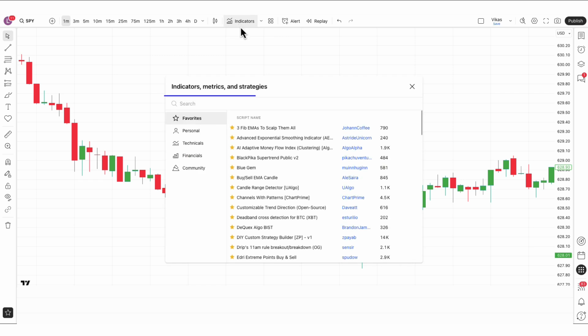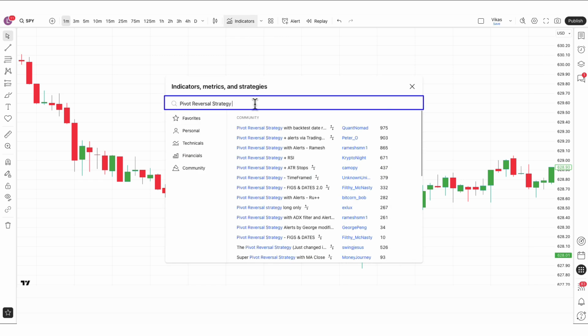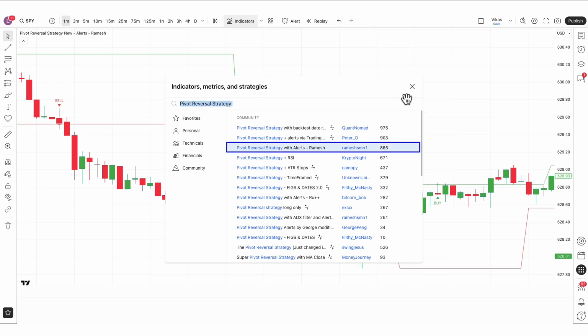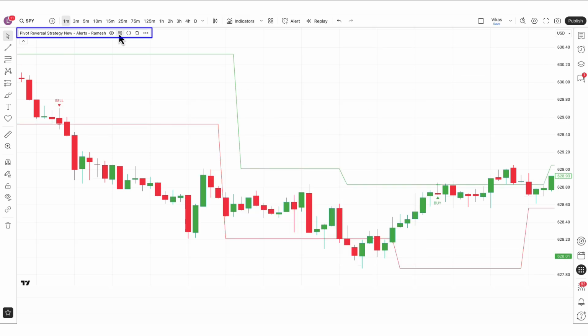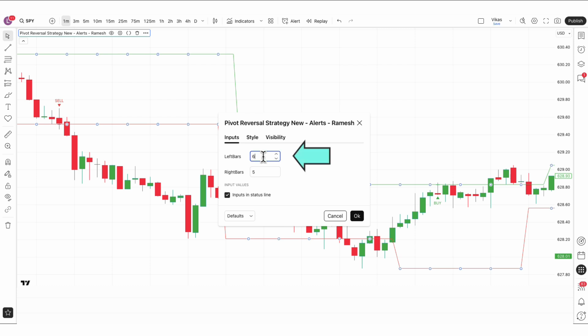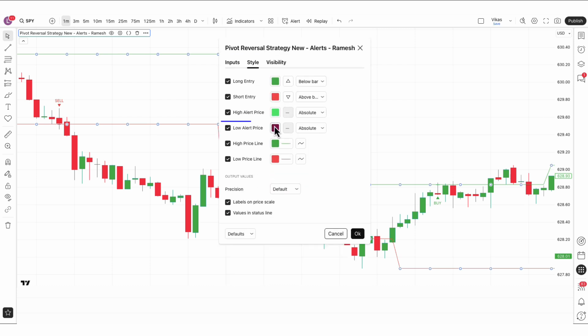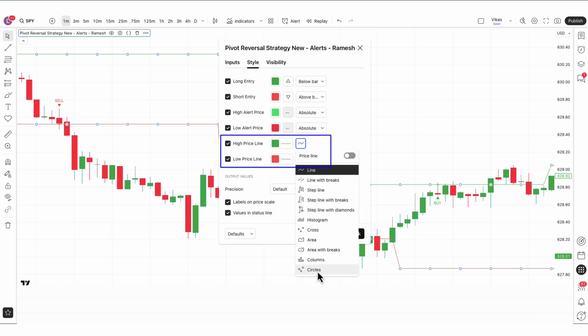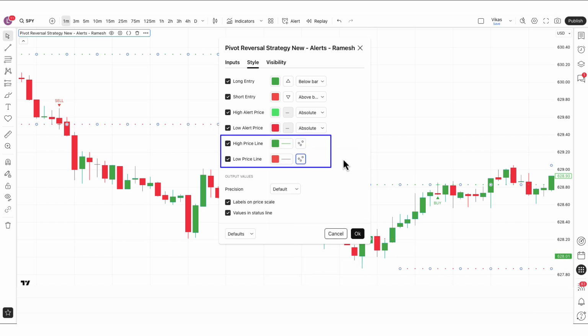First of all, we will search for the pivot reversal strategy indicator in the search box of TradingView. After that, we have to click on the pivot reversal strategy option, in which we have to change some settings. We have to change the left bars option from 6 to 9. We have to change the low alert price option color. We have to change the price line option from line to circles.